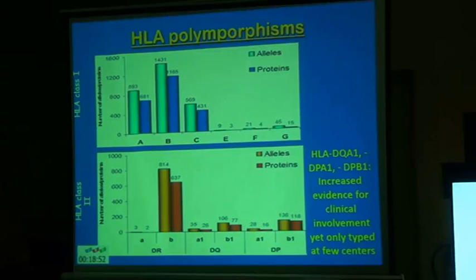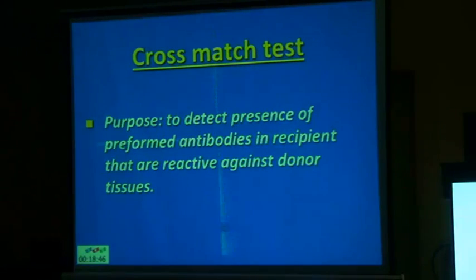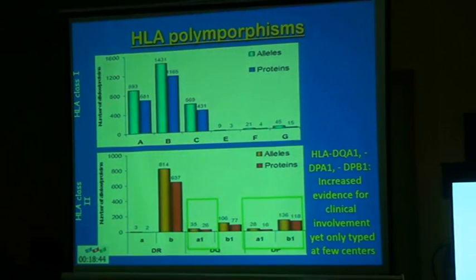This diagram shows the HLA polymorphism. For example, here we can see in the B locus, we have 1,431 alleles that give 1,165 proteins on the cell surface.